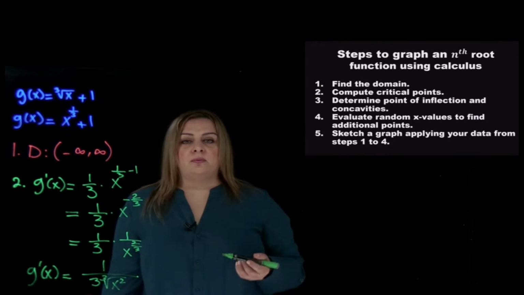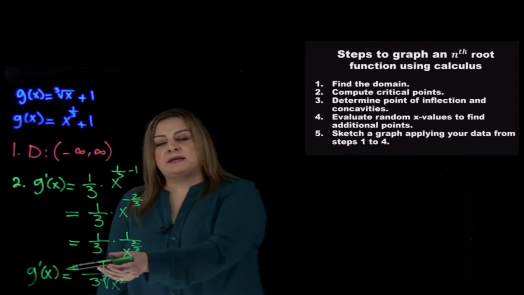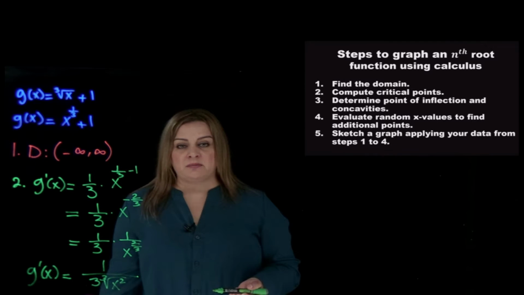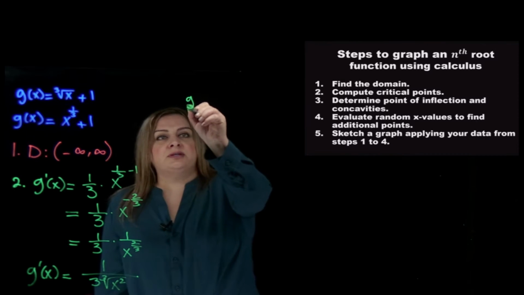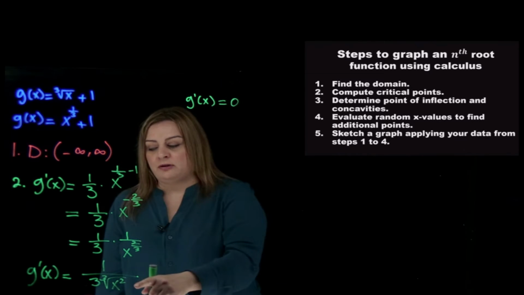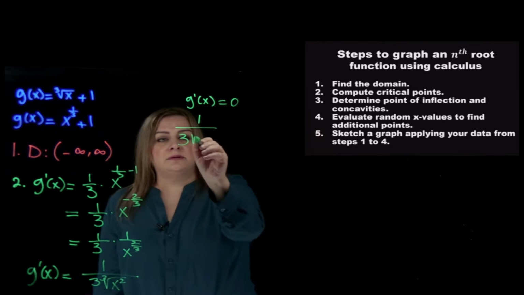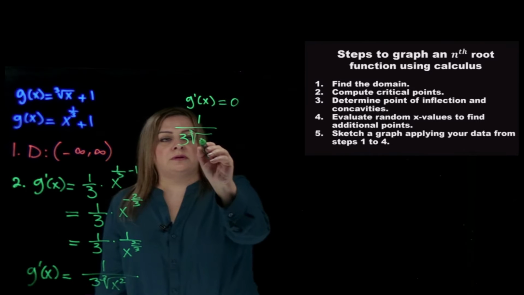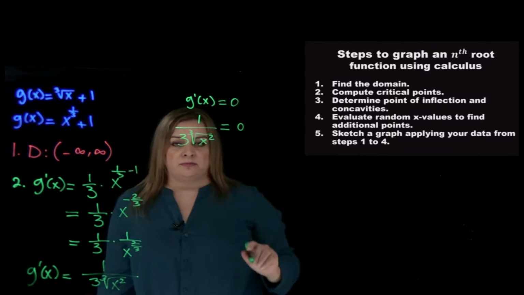Now, when does the critical number happen? The critical numbers happen when g prime of x is 0 or g prime of x is undefined. We will first consider the case of g prime of x equals 0. So g prime of x is equal to 0. Rewriting the value of g prime of x, we will have 1/3 times the cube root of x squared. We bring down the equal sign and the 0.